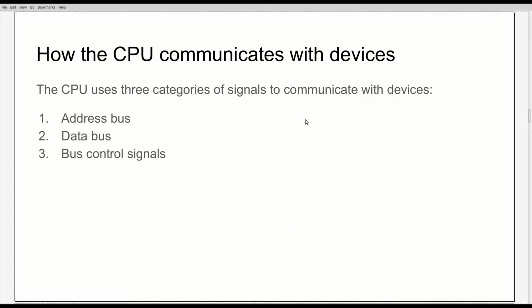So how exactly does the CPU communicate with these devices such as memory devices and peripheral devices? There are three categories of signals that the CPU uses to do this. There are the address bus signals, and those specify which memory location the CPU wants to access. There are the data bus signals, and these are the signals that actually are used to send data to and from the external devices. And then there are the bus control signals, and these essentially synchronize the data transfers between the CPU and the devices.